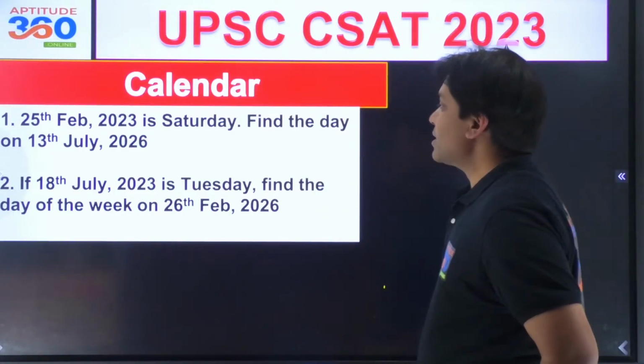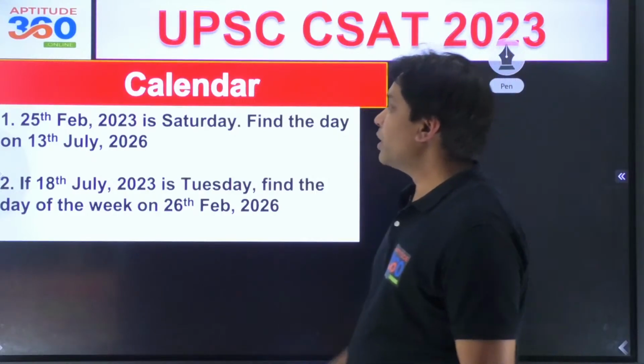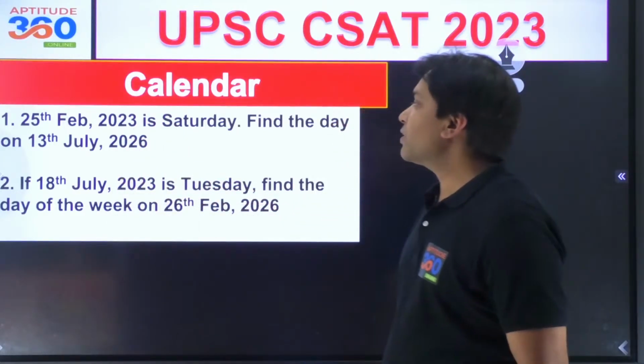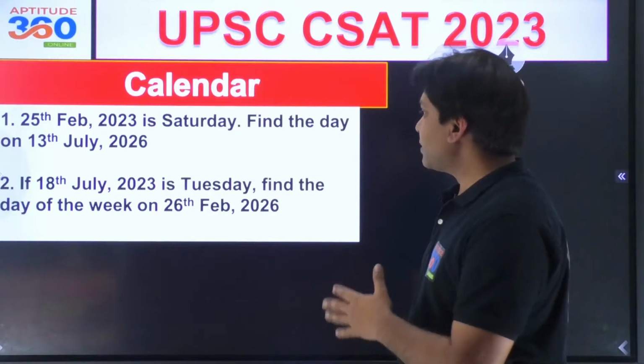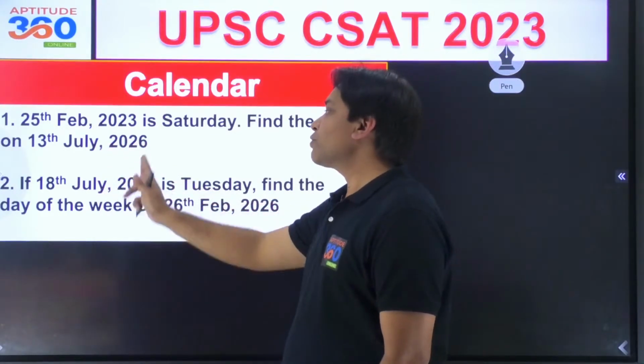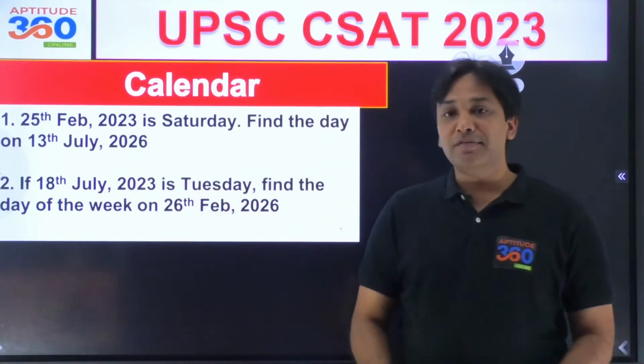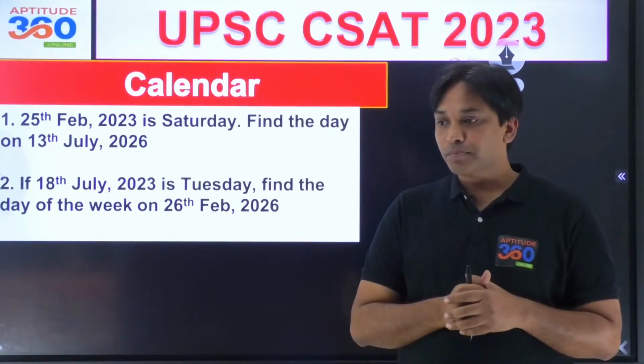All right, let us get started. And I need you to solve this problem out here. You need to find out if 25th of February 2023 is Saturday, what is going to be on 13th of July 2026? Make it fast, make it fast.